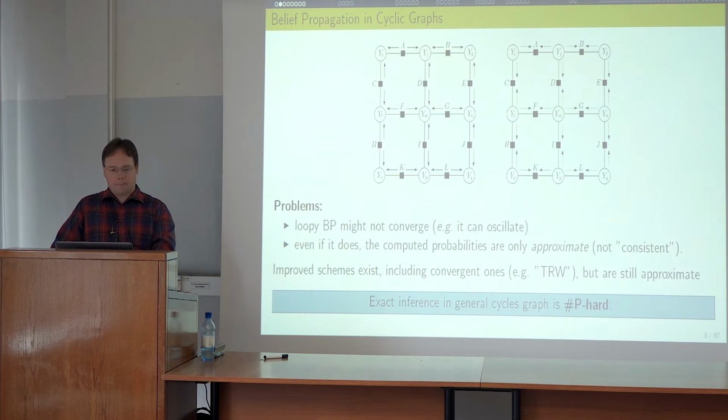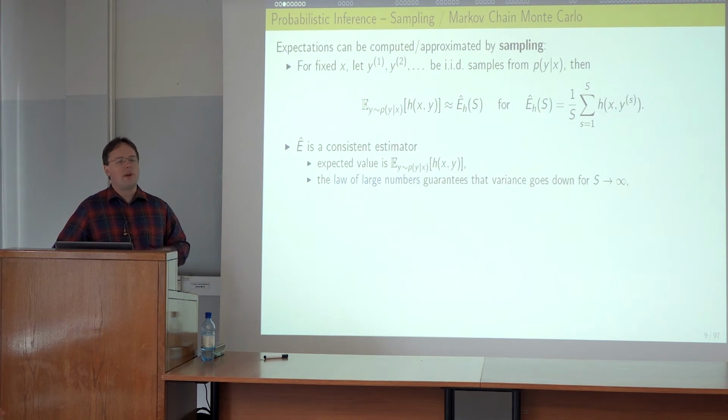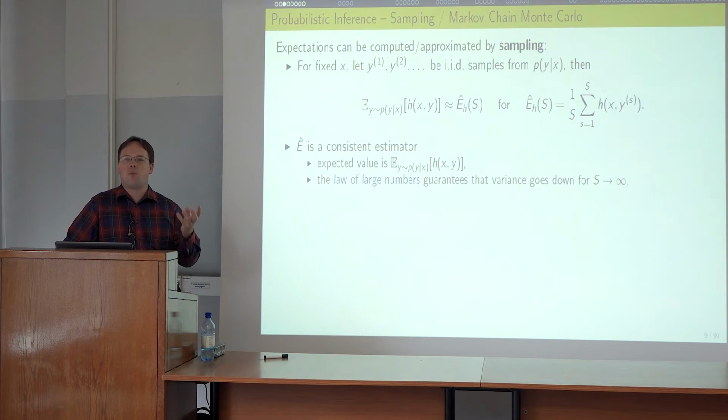What else could you do? There's a very big branch of approximate inference that works by sampling. It's based on the observation that what we want to do is compute the marginal probabilities of a certain variable. That is the same as computing the expected value of an indicator. So if you compute the probability of something having the state 5, it's the same as the expected value of the function that is 1 if it has the value 5 and 0 otherwise.